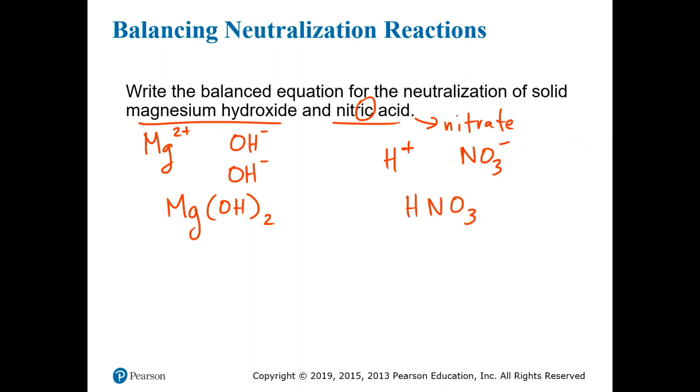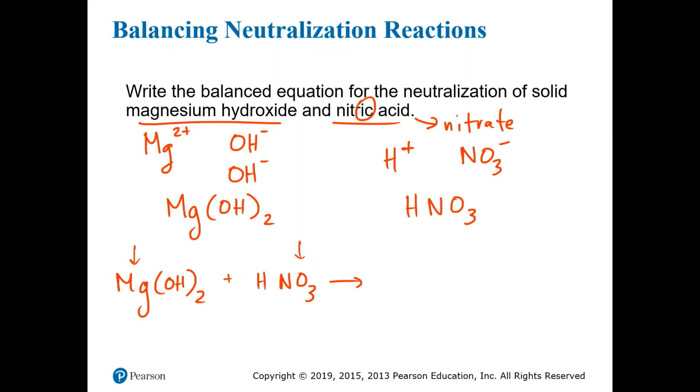Now that we know that these are our formulas, we can combine them together on the reactant side of an equation. We can take Mg(OH)2 plus HNO3, and we're going to end up with a salt formed from the positive ion from the base and the negative ion from the acid, which would be magnesium nitrate.